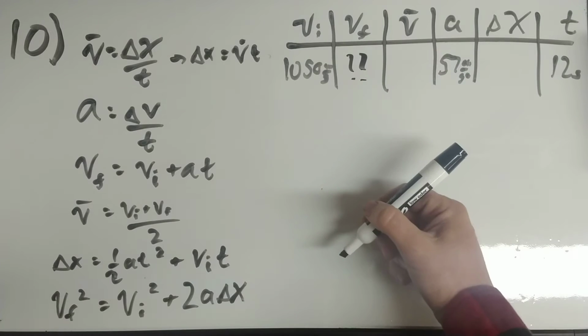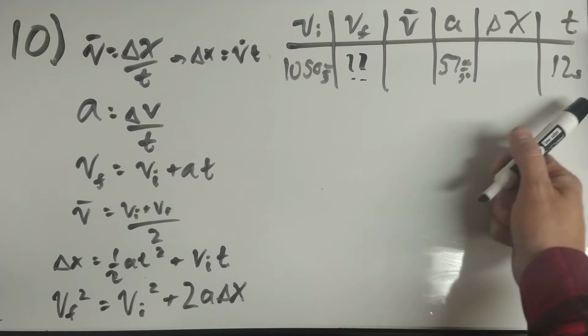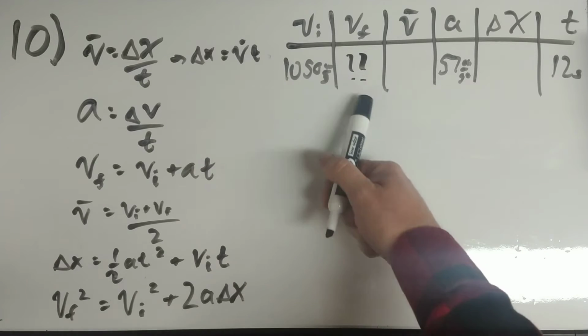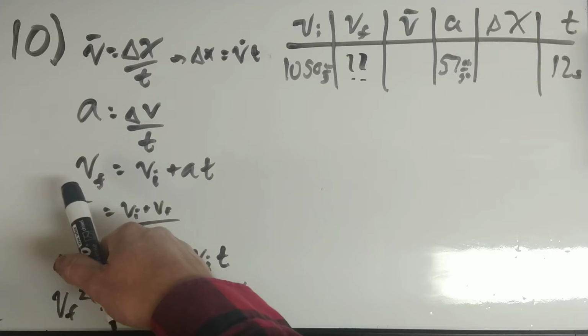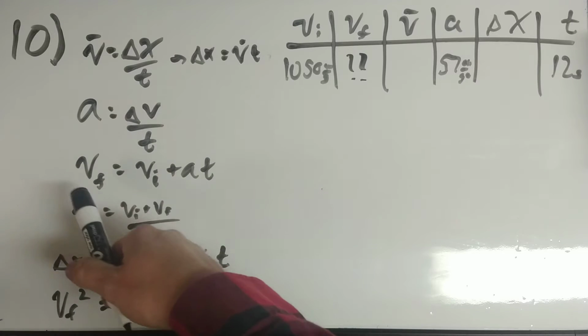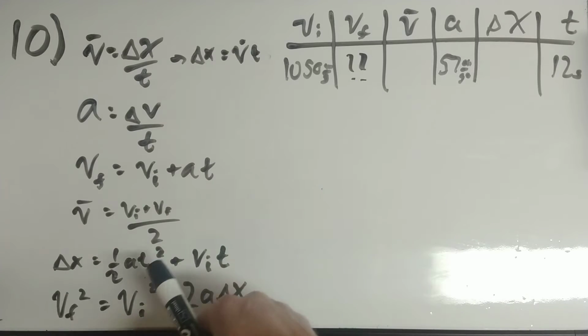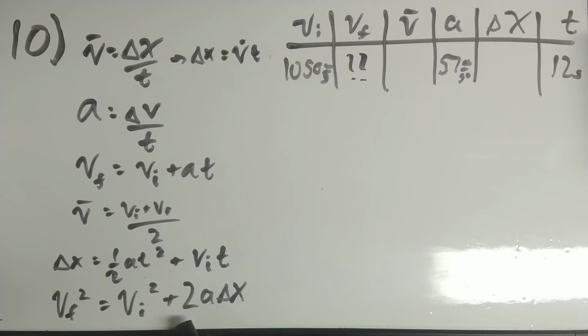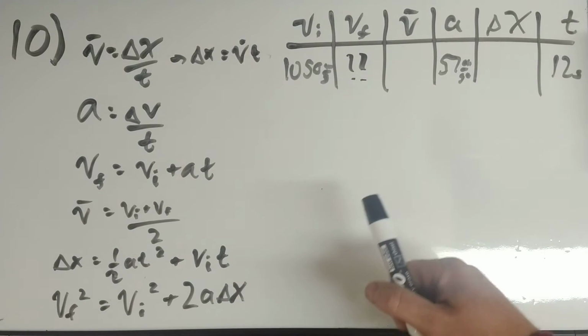That's our big unknown. So let's see if there are any equations here that have time, acceleration, V initial, and are only missing V final. I have this one that has V final, V initial, acceleration, and time. That looks like the one to use. But let's just check things out. Why wouldn't we want to use this one? Well, we don't know delta x. This one doesn't have V final in it. This one doesn't help us because we don't know the average velocity. So this looks good to me.